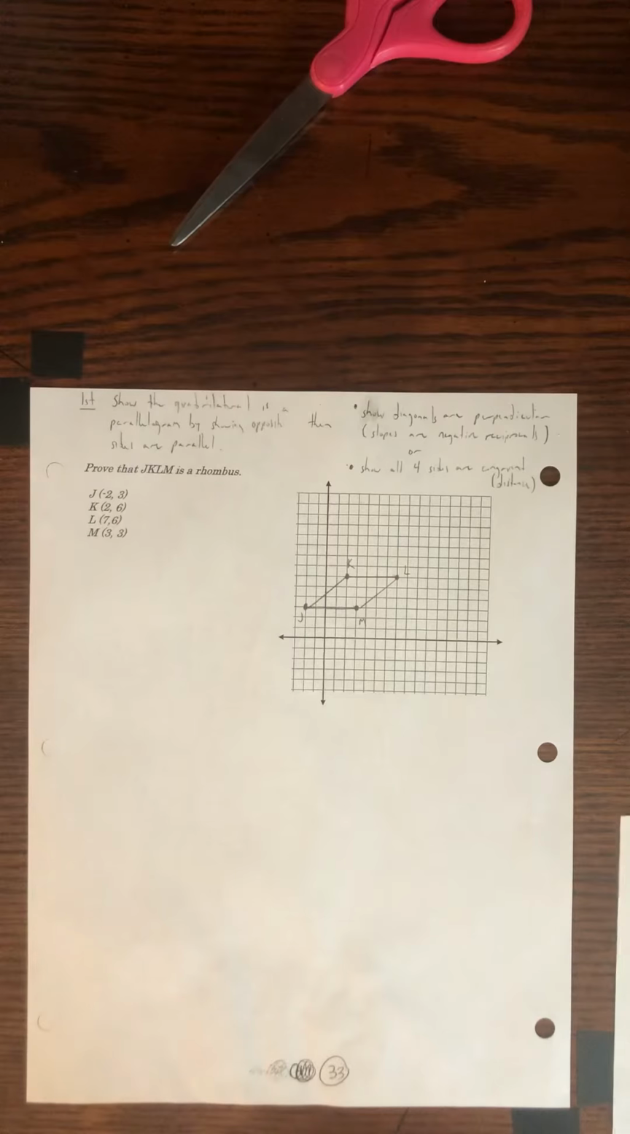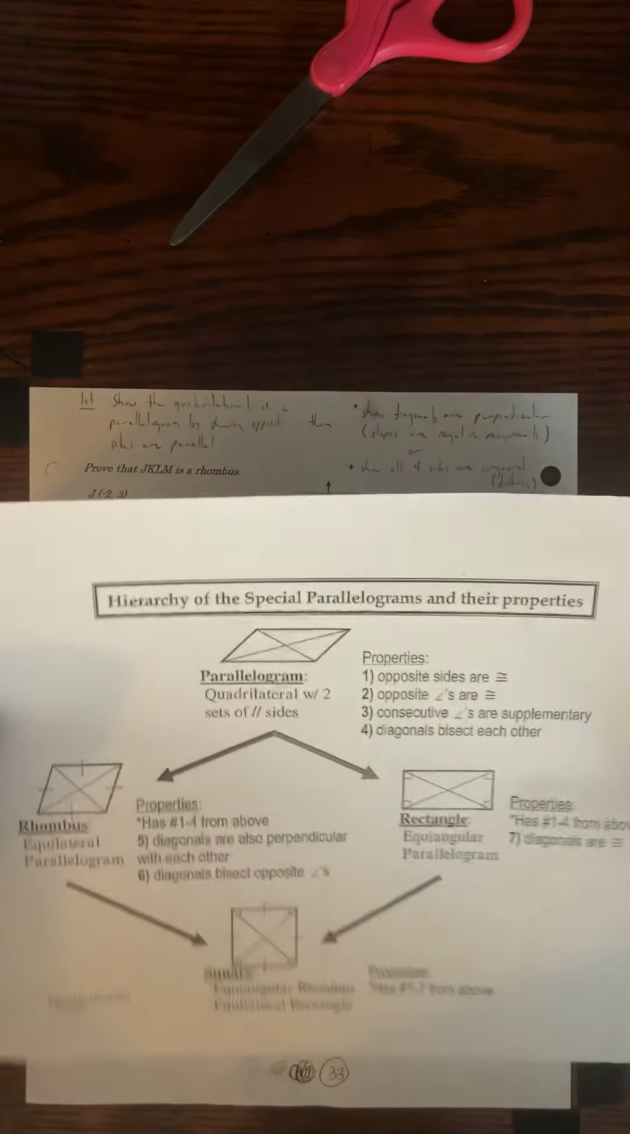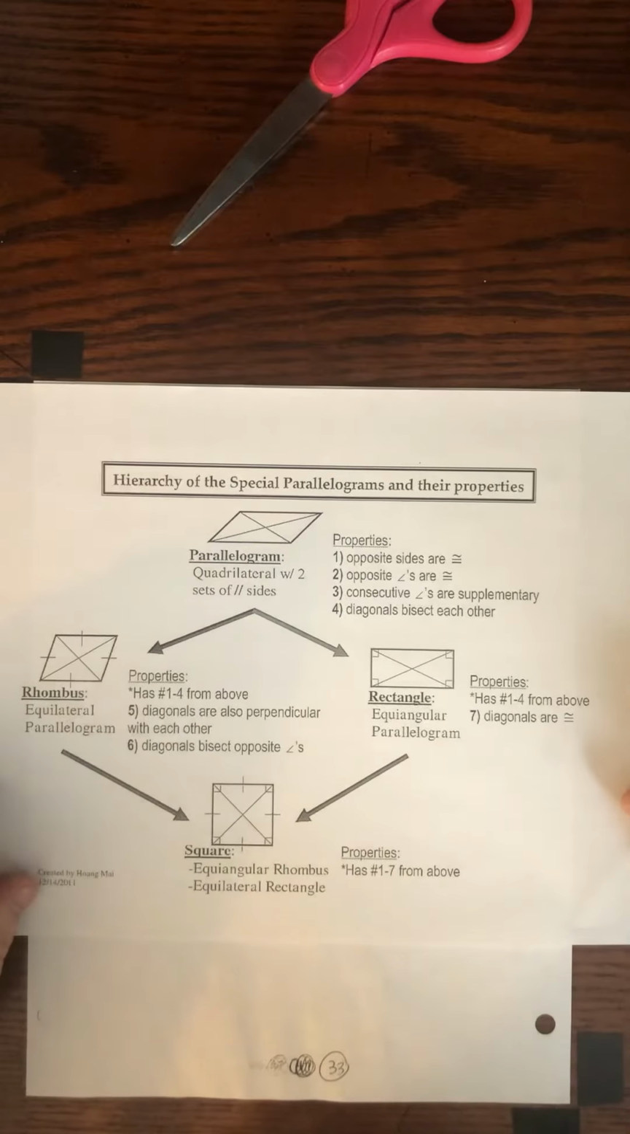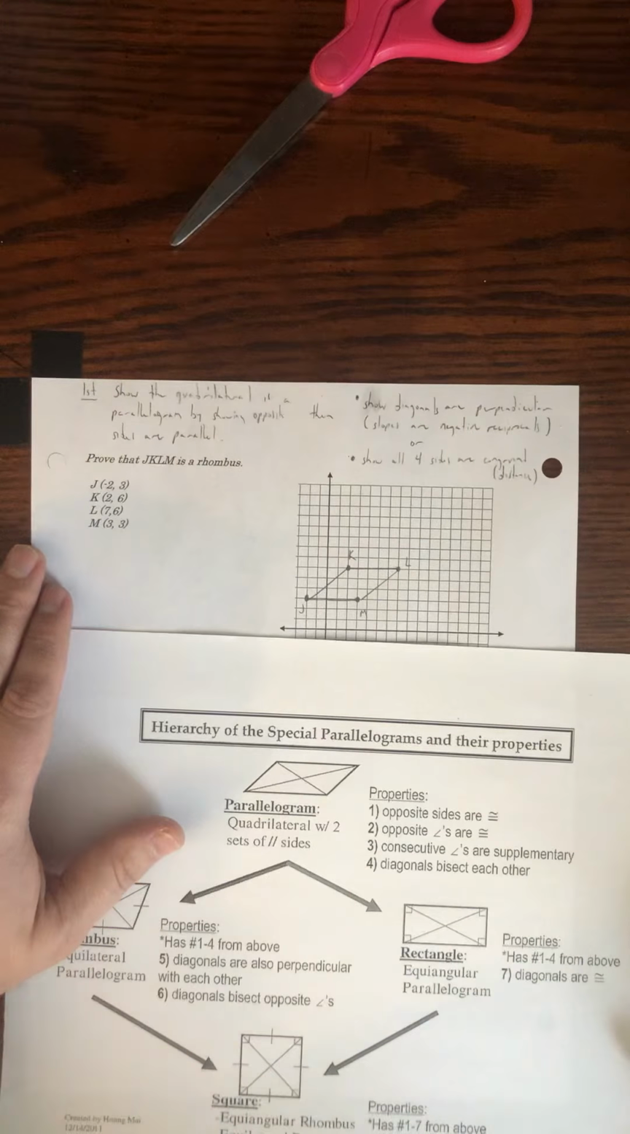I'm going to take you through our next coordinate proof, which is found on page 33 in your unit packet. And the proof will be proving that a quadrilateral is a rhombus. Okay? So first, to develop our game plan. Some of you might have this sheet, or I can post it on Google Classroom. But for this proof, we have a few different options.